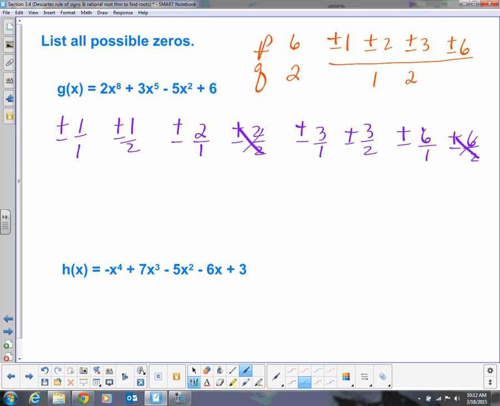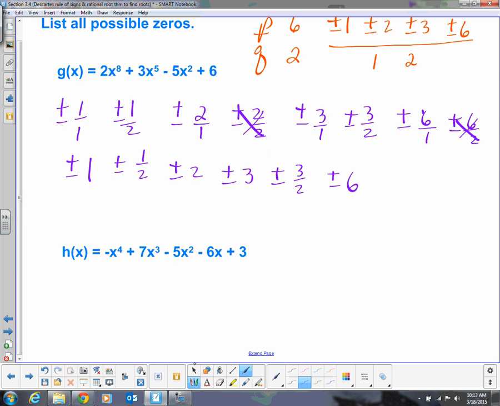So what are all the possible zeros? Plus or minus 1, plus or minus 1/2, plus or minus 2, plus or minus 3, plus or minus 3/2, plus or minus 6. Do you remember doing this in Algebra 2? No. You don't remember this? This was pre-calc 2? Yeah, it was in training.